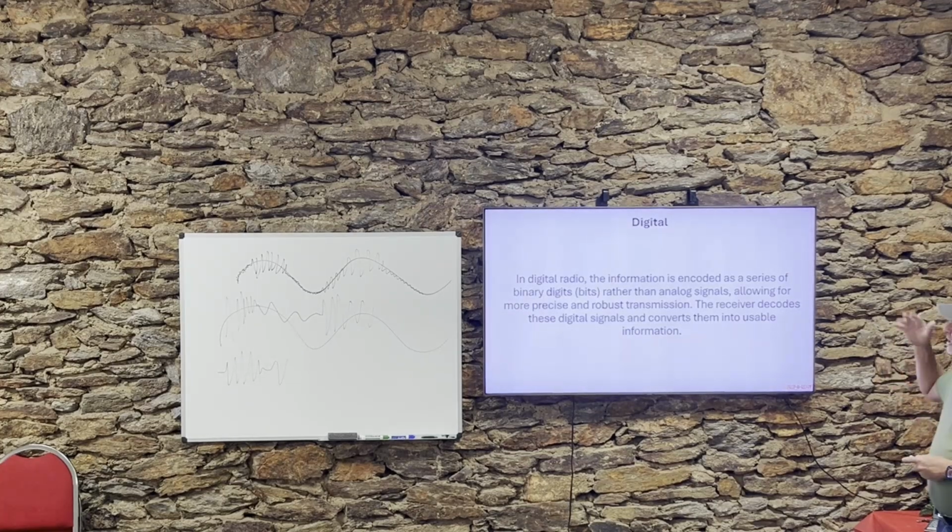So digital, I just threw this one in here. Some of the newest technology out, it's been out for a little while but is being widely adopted, is digital radio. The information is encoded as a series of binary digits rather than an analog signal. With AM and FM, you're changing the frequency or the modulation of a carrier signal. Here, you're actually putting in ones and zeros, bit information, and then the receiver takes those ones and zeros and turns them back into words and letters. This allows for more precise and robust transmission. The receiver decodes these digital signals and converts them into usable information.